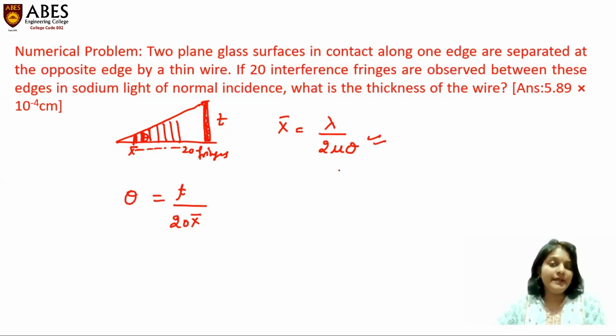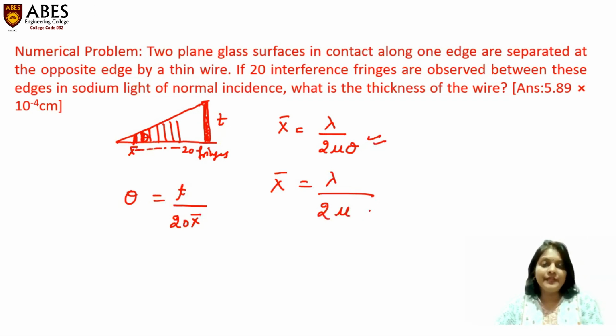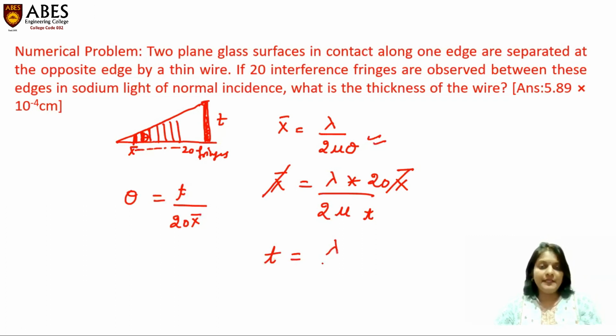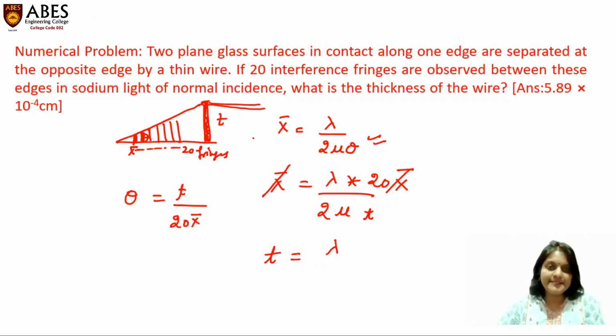Put the value of theta here. x bar is equal to lambda upon 2 mu, put the value of theta, T upon 20 x bar. After solving it, cut the x bar. T is the thickness of the wire. So for finding T, this is lambda. Means there is some wire like this. We are putting the wire like this. So this is the thickness of the wire. You can imagine it.